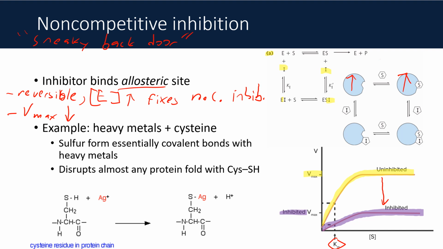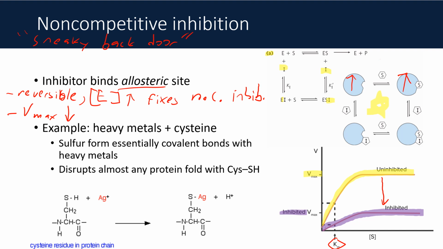And this makes sense because if we look at this diagram once again, the inhibitor does not impact substrate binding, so it's not going to impact Km. But once it's bound, the enzyme can't react at all. And therefore, the rate, the Vmax, is what ultimately gets affected.